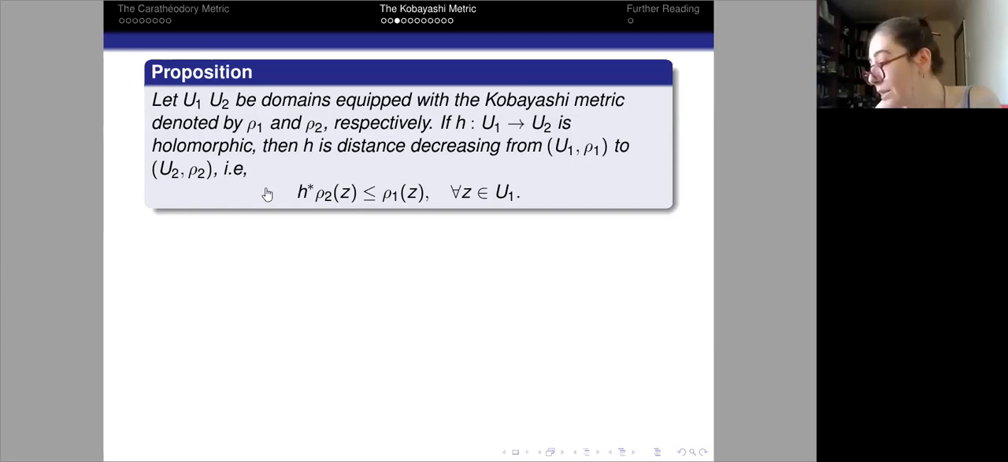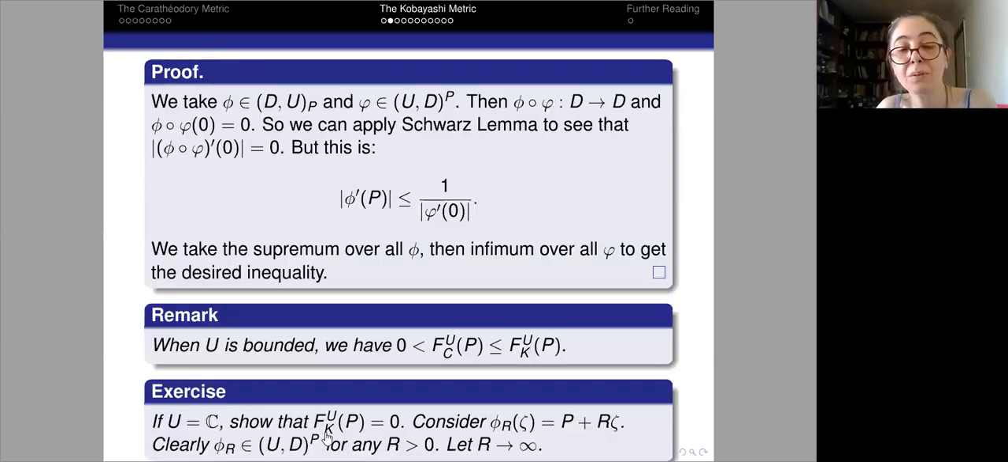So usually in our setup we will be taking U bounded, so we won't have problems with the zeros of the Kobayashi metric or the Carathéodory metric. But it is an interesting subject, and you should really check it out. When U is unbounded, sometimes the Kobayashi and Carathéodory metrics degenerate to identically zero. If U is equal to C, this is true. If U is equal to C minus a point, I'm not sure, I don't remember.